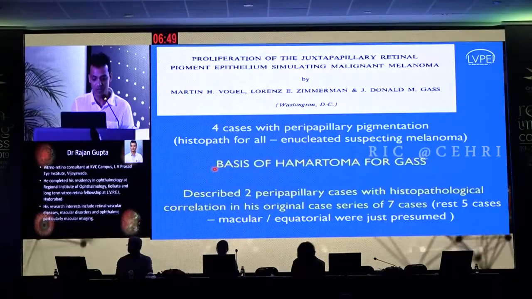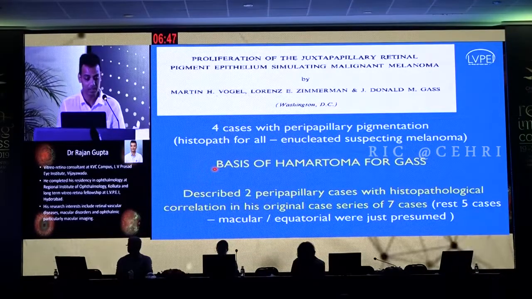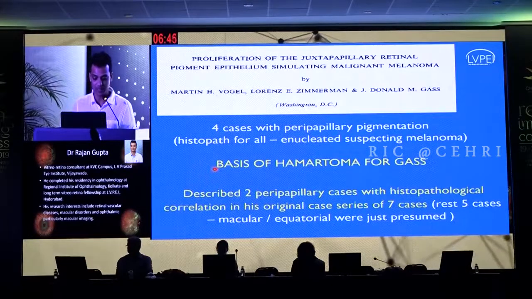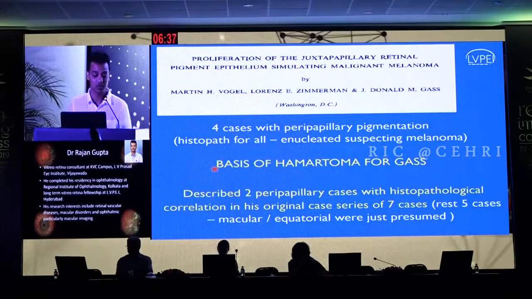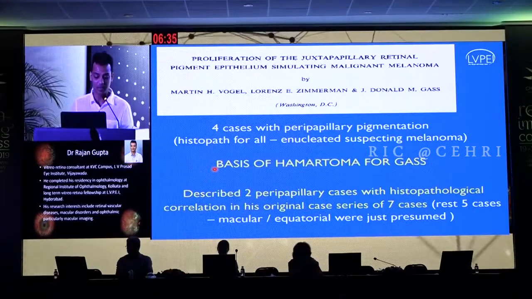formed the basis of hamartoma for Gass, where in his original work, he described 7 cases, out of which only 2 were peripapillary, while the rest of the 5 cases were macular and equatorial, which were just presumed to be hamartoma based on the clinical resemblance with the peripapillary cases.